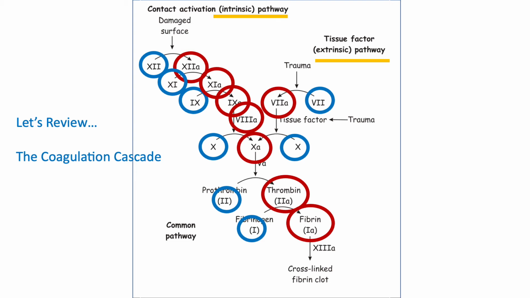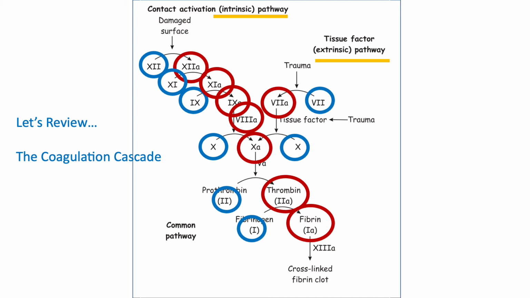So from there we see factor 7A can also activate factor 10, and then now we follow the same common pathway as described before, where factor 10 activates factor 2, which activates factor 1, and we end in fibrin.